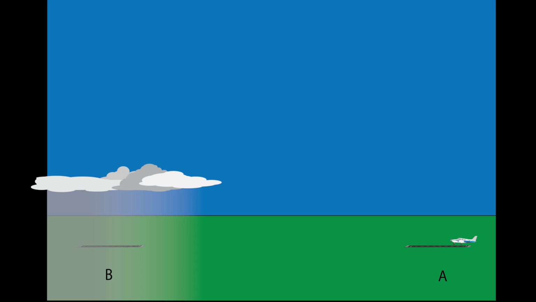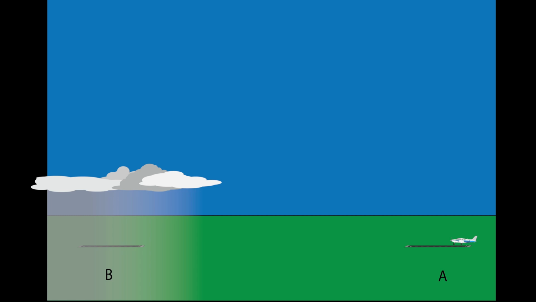Alright, today I want to talk about how to know if we need to put an alternate airport on our IFR flight plan. So let's say we're planning a flight from A to B, and there's some weather at B, and we need to know, do we have to put an alternate on our flight plan? So how do we decide that?